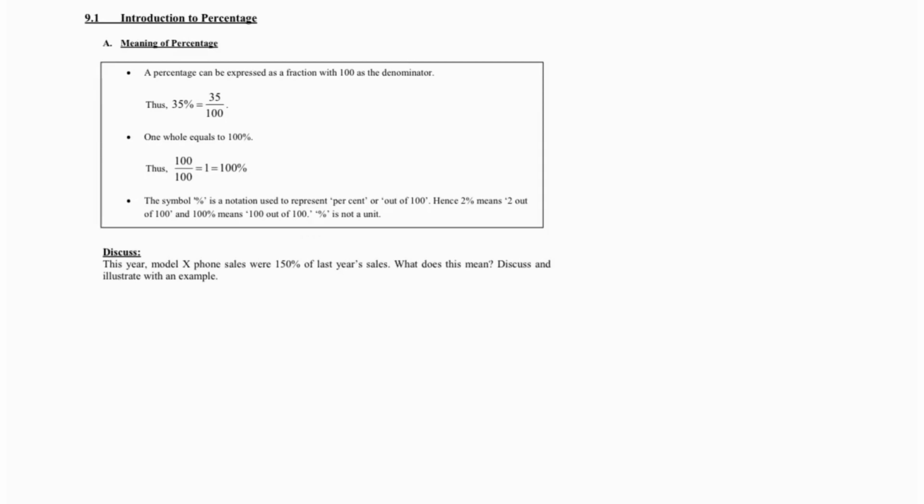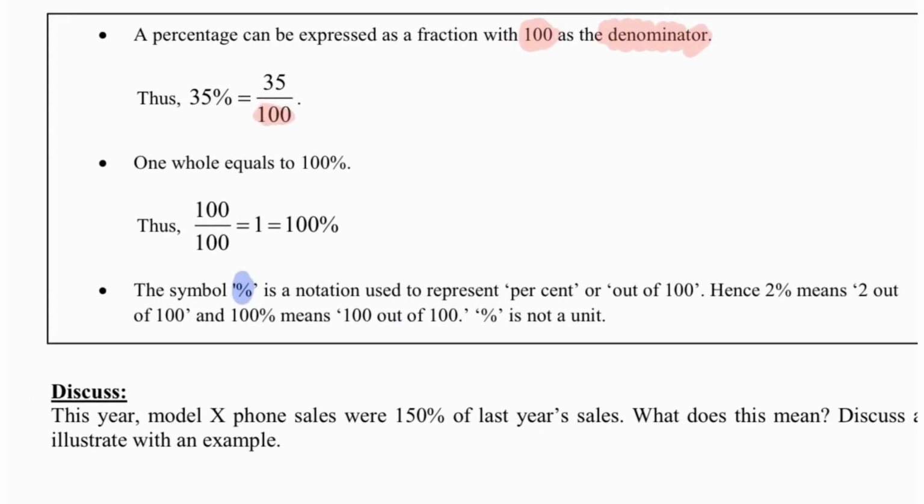As we all know, since you all learned in primary school, a percentage can be expressed as a fraction with 100 as the denominator, like this. 1 whole equals 100%. And this symbol is really to represent percent. Percentage per se is not a unit, but it is just a notation.